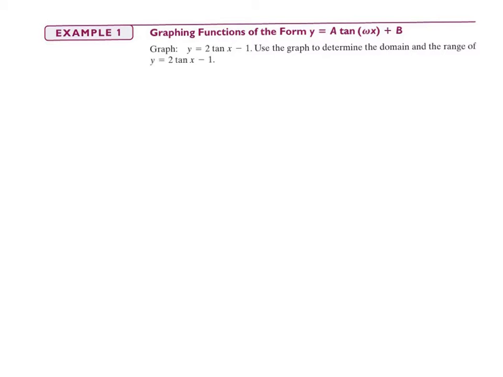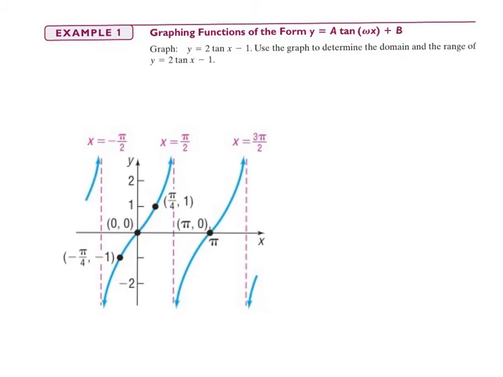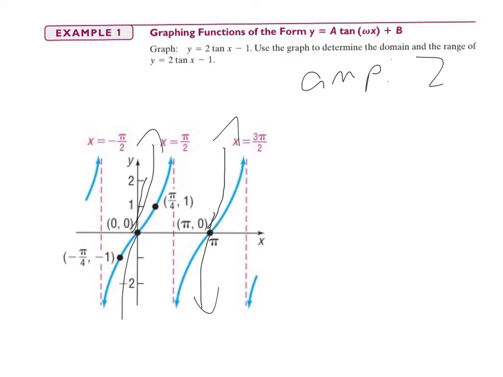Alright, here's an example: graph y equals 2 tangent of x minus 1, and use the graph to determine the domain and range of the function. So let's start with the graph of just tangent of x. Alright, so now this graph of the tangent function, we know the amplitude is 2, so it's just going to go up at a higher rate. So this branch would go something like that. This branch would go up about twice as fast. The asymptotes would still be located at the same place. The x-intercept would still be at the same place.